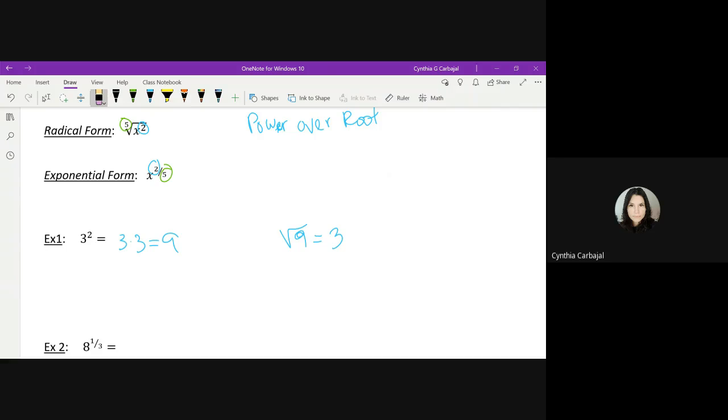Now, when we do the root of 5, it means we're trying to find a number that was multiplied by itself 5 times to get the number that you're trying to get the root of. And we'll do some examples with example 2.